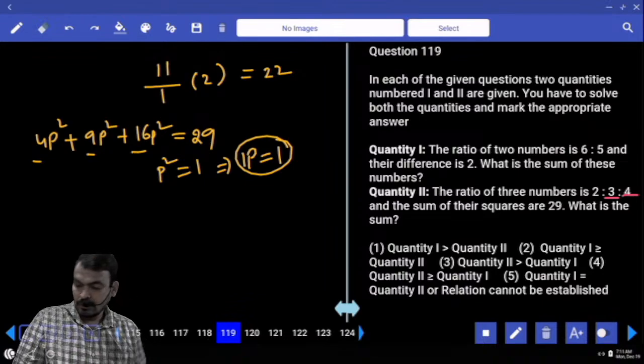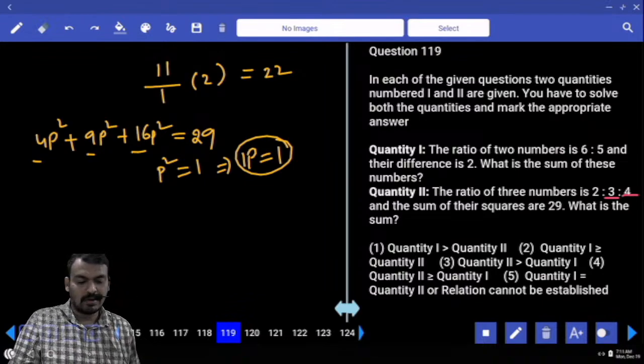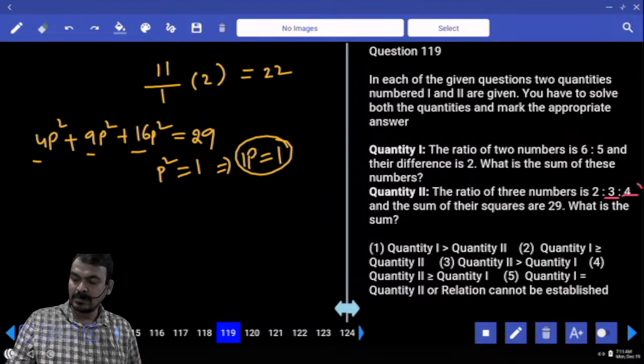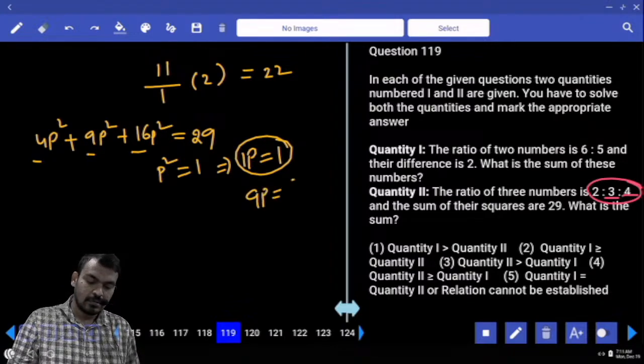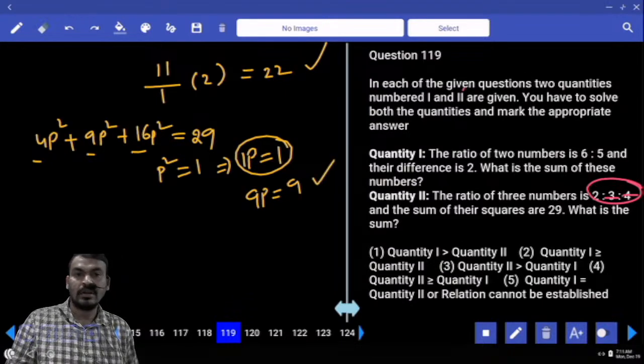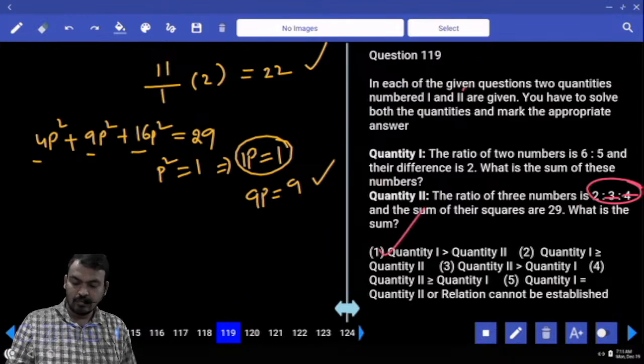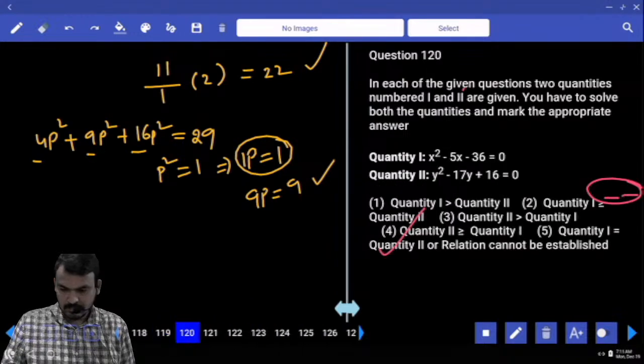What is the question here? What is the sum of those numbers? 2 plus 3 plus 4 is 9. What is the 9 parts value? 9. What is Q1? 22. Q2, 9. What is the answer? Q1 is greater than Q2.